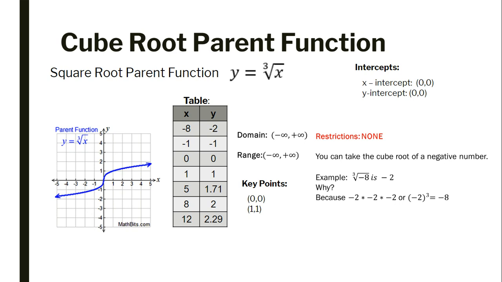Now, this one has no restrictions because you can take the cube root of a negative number. Now, why is that true? Well, because take -2, for example. If you cube -2, you get -8. So that means the opposite, cube root of -8, is -2. So there are no restrictions on the domain of the cube root function.